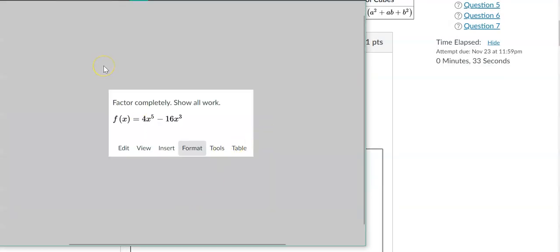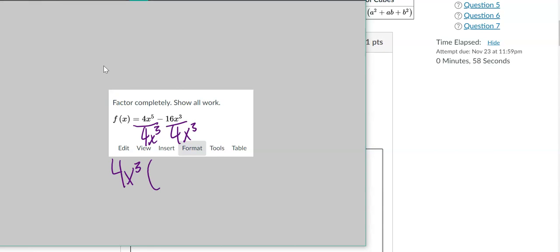Okay, so what I want to do is I first want to see if any of these terms have anything in common, which they do. They both are divisible by 4x cubed. 4 and 16 are divisible by 4, and my lowest exponent on the variable is a 3. So what I would do is write the 4x cubed out front, and then what I get left over from dividing, I would write inside of parentheses.